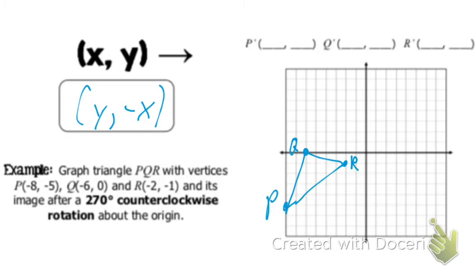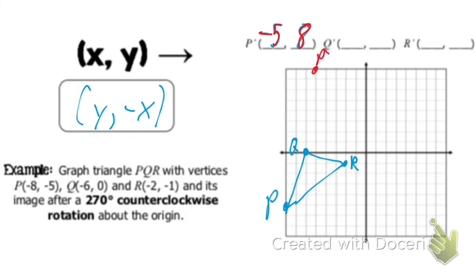Okay, let's look what happens. So y comma negative x. So P is negative 8 comma negative 5. Becomes negative 5, positive 8. The y doesn't change the sign, it just changes spots. The x changes both signs and spots. I'm actually going to do that in a different color. Do it brown. So negative 5 comma 8 would be my P prime.